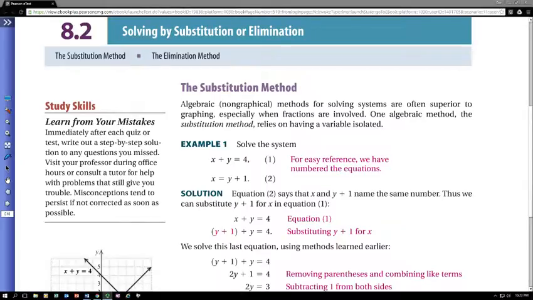Chapter 8, Section 2. Well, we've looked at graphing, and really graphing for systems is a good way to get a visualization of what a solution looks like in the different scenarios. Well, we need a little more accurate way to get those solutions. And the first one we're going to look at is the substitution method. Non-graphical methods of solving systems are often superior to graphing, especially when we get fractional ordered pairs. And this is a case here.